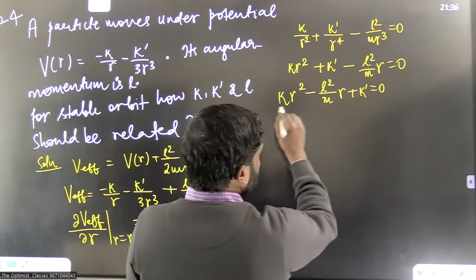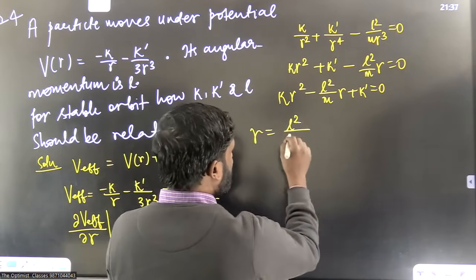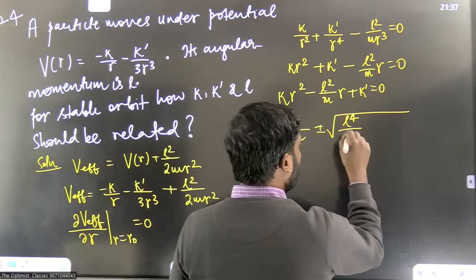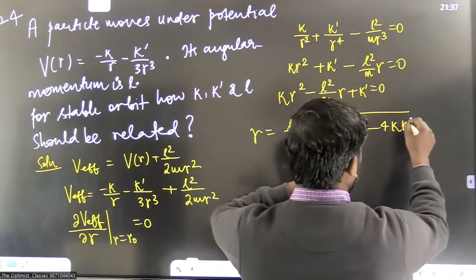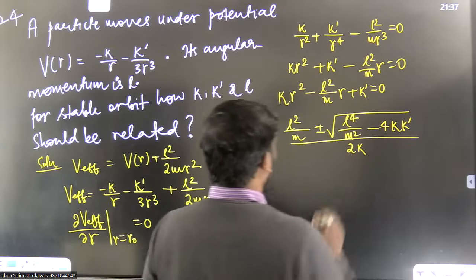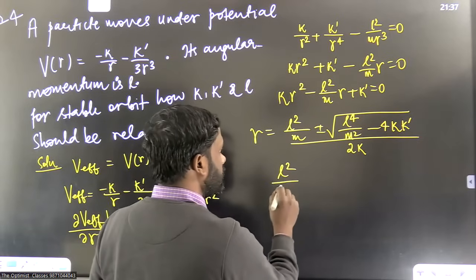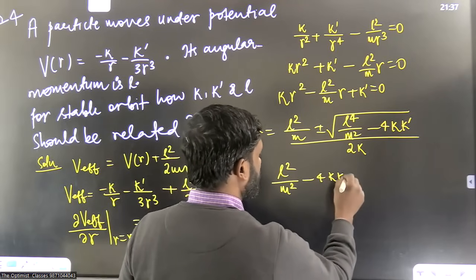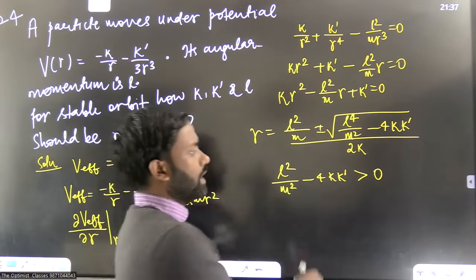Now if you calculate its discriminant, let's calculate the value of r. So r, if you calculate, you get here L square upon M plus minus root under b square. So you get here L power 4 by M square minus 4ac, so 4k into k prime, and divided by 2a. So this is 2k. Now to get real value of r, we must have L power 4 by M square minus 4k prime greater than 0. This must be positive, or at least it should be 0.